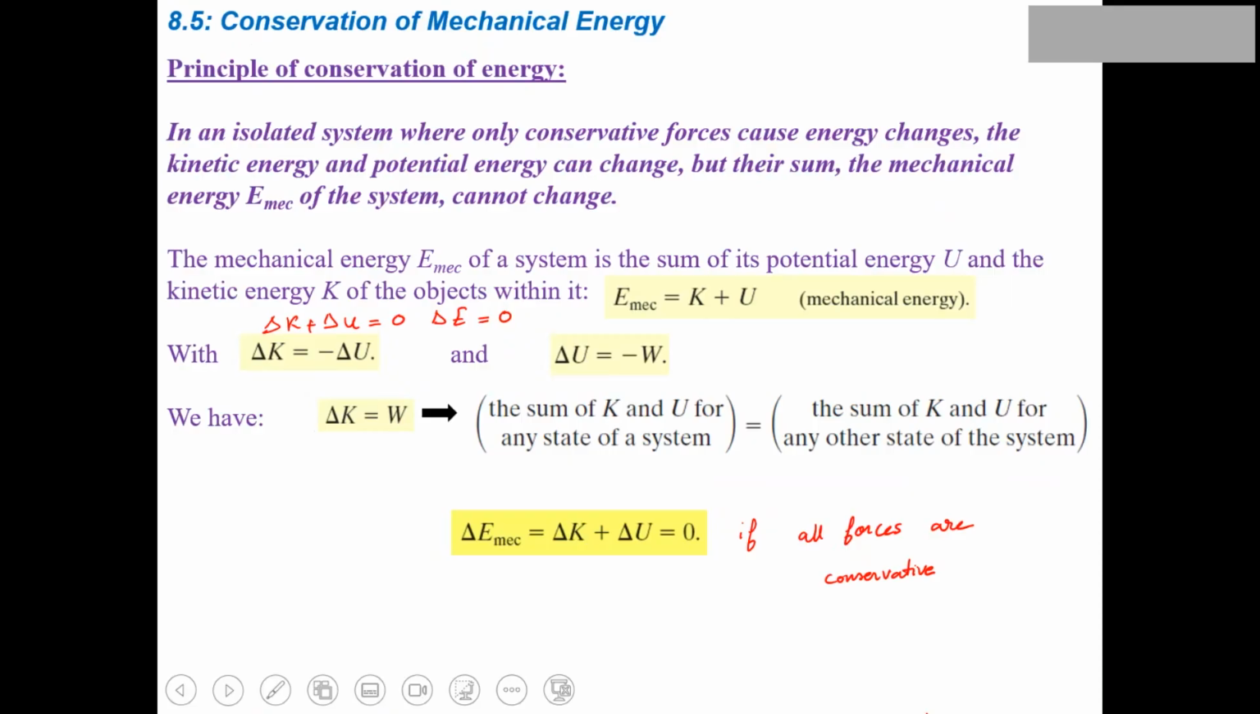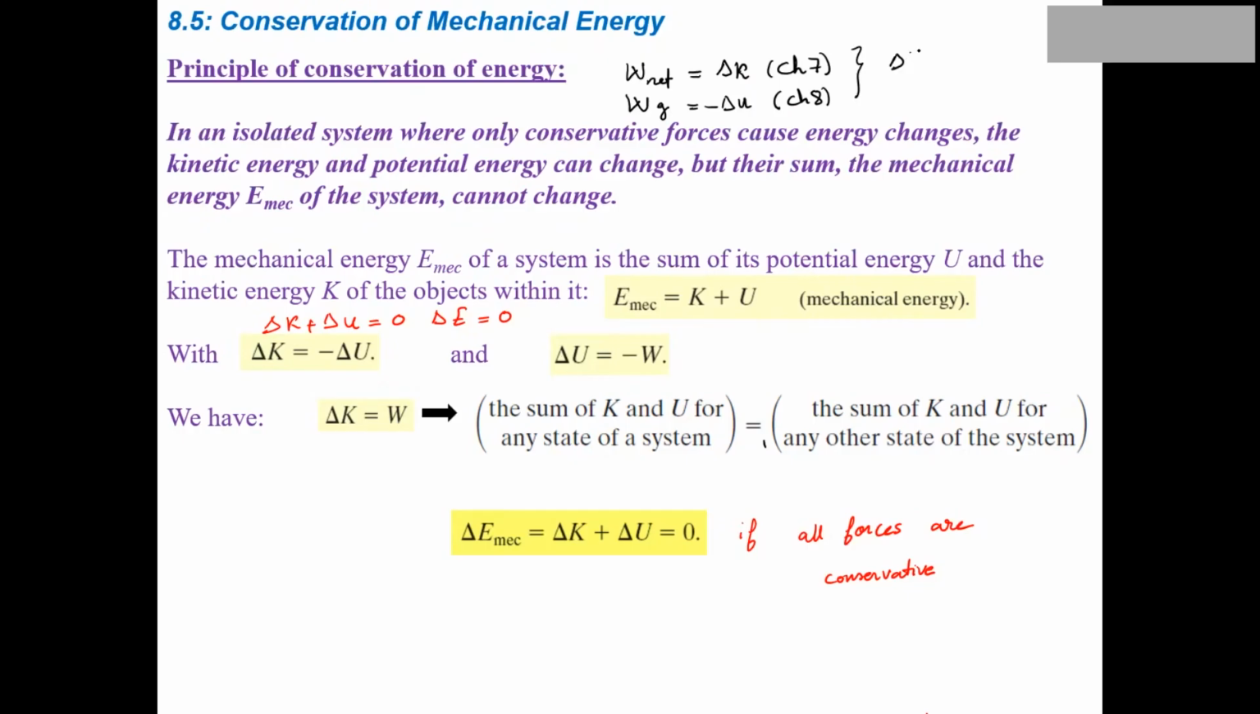So I want you to notice the formula that I just used. I said W net is equal to delta K. This is chapter 7. And then now in chapter 8, I said W net is equal to minus delta U. This is for chapter 8. Well, I have to fix my terminology better. I will not write this as W net. It's actually the work done by gravity is equal to minus delta U. What I will deduce next is, if gravity, let's say, is the net force itself, then I can write delta K equals minus delta U.